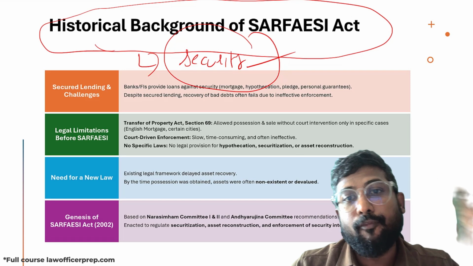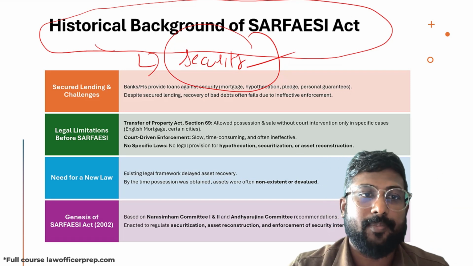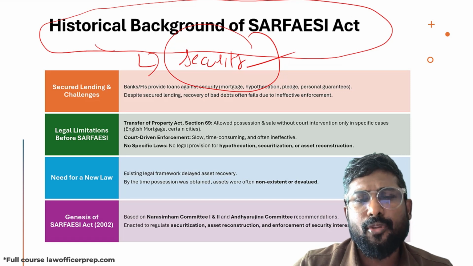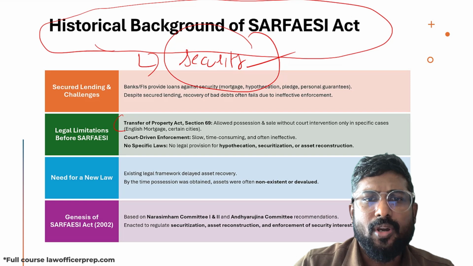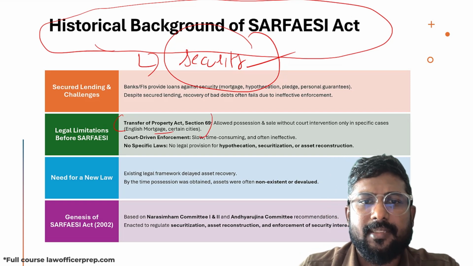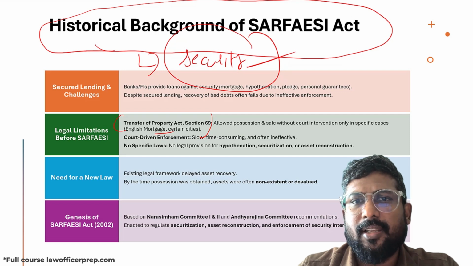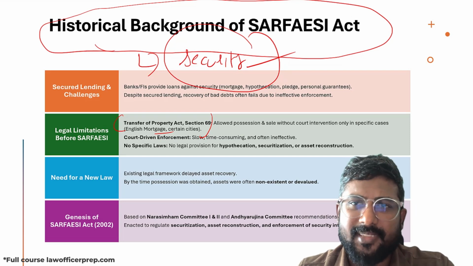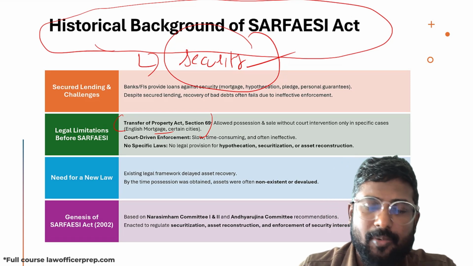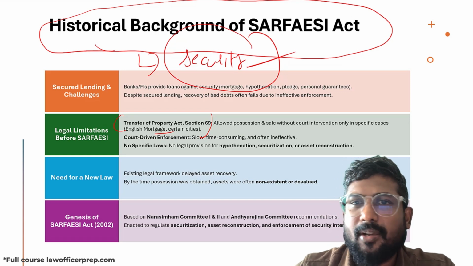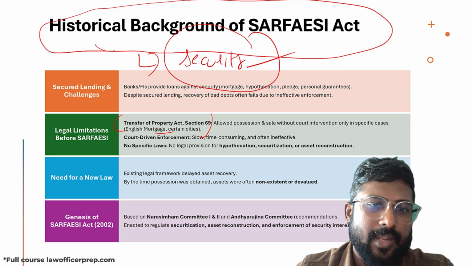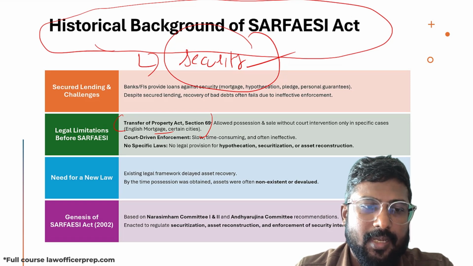Now, the process before the enactment of the SARFAESI Act was cumbersome. Only very few mortgages, like English mortgages and certain other mortgages in the cities, could be sold without court intervention. Otherwise, court intervention was required, and we know that when the court is intervening and it is a court process, it usually takes a huge amount of time. So that was the basis.